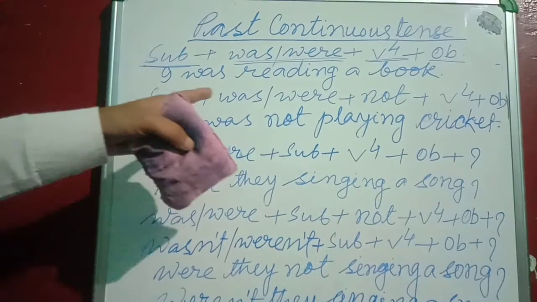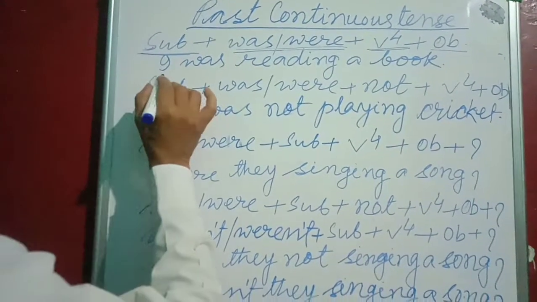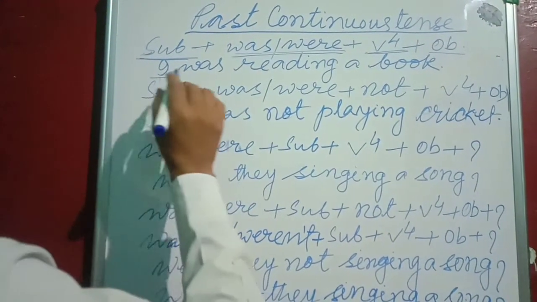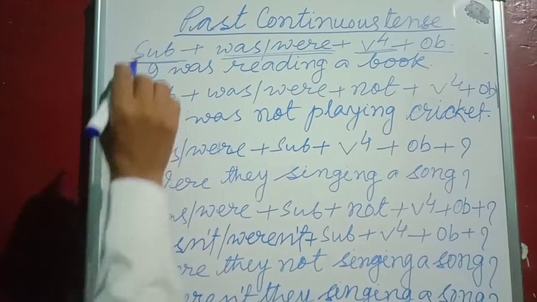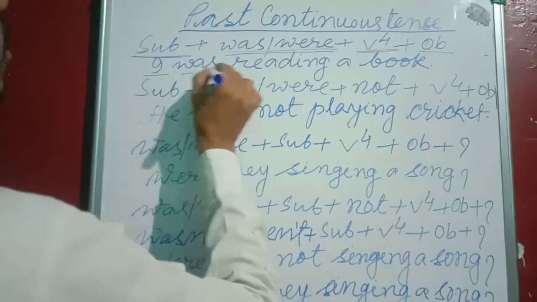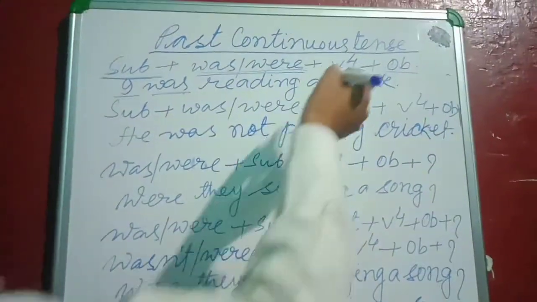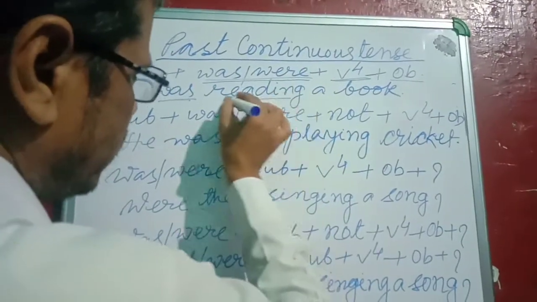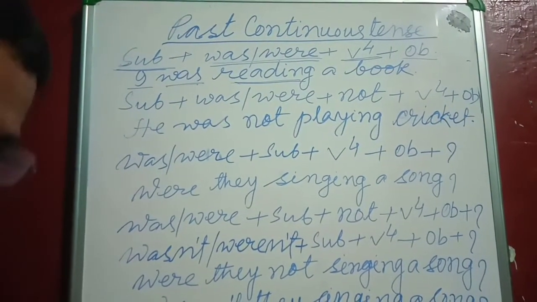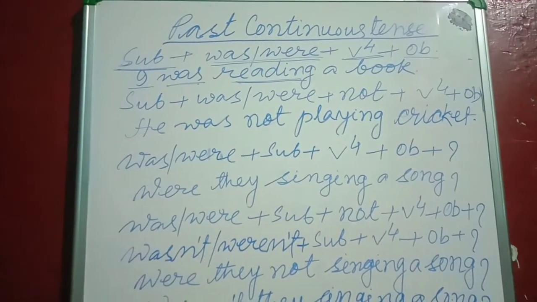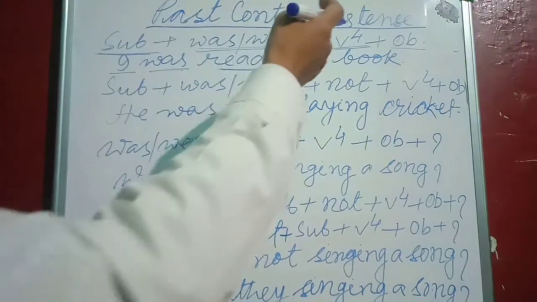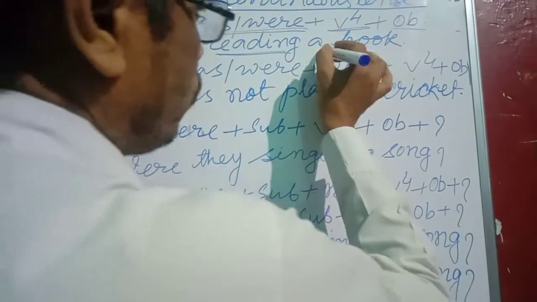See the example. I was reading a book. Here I is the subject. Was or were is an option, and that's why was is used with I. We take was here as a helping verb, and then the fourth form of the verb, that is reading. The fourth form of the verb read is reading. The second form of read is read, the third form is read, the fourth form is reading, and the fifth form is reads. So here the fourth form of the verb is reading, and a book is the object.